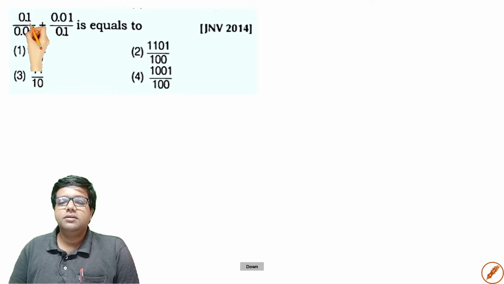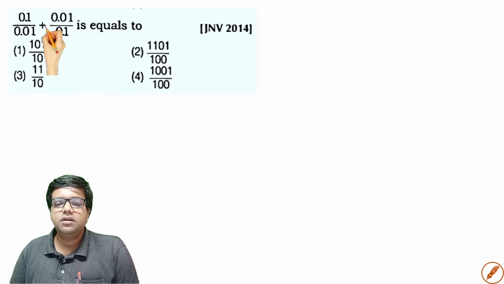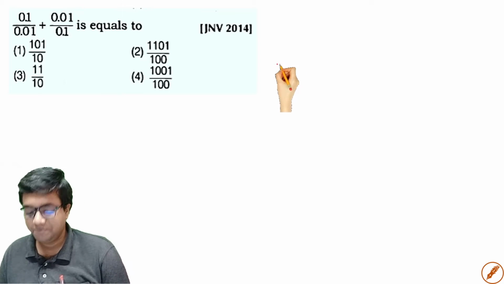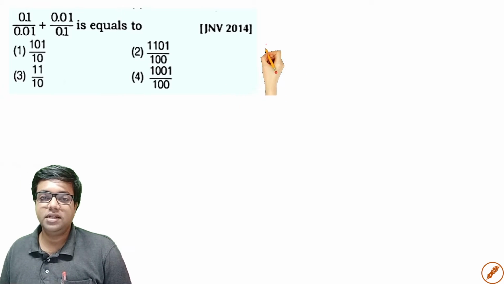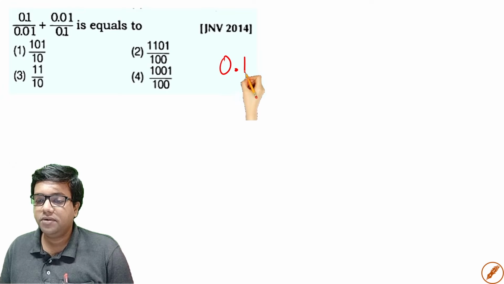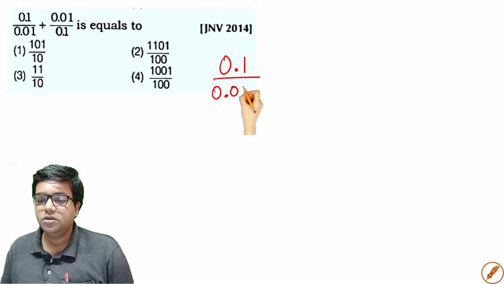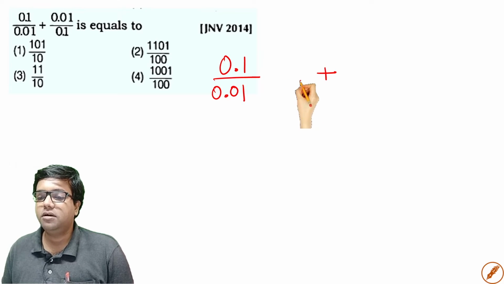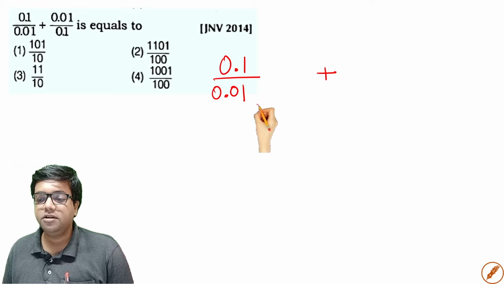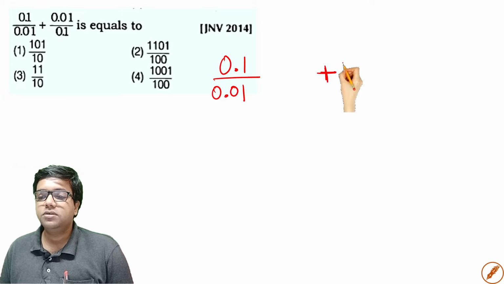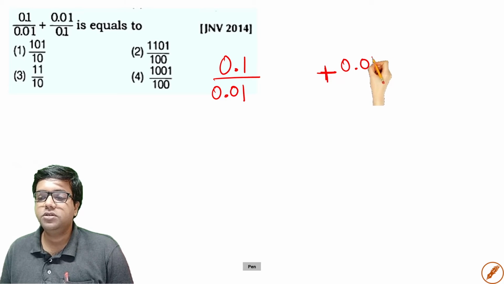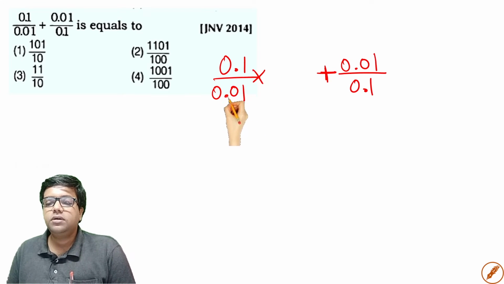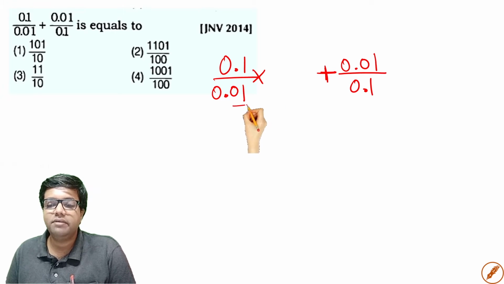All right, 0.1 by 0.01 plus 0.01 by 0.1. This sounds to be very tricky, right? The only way to solve this is by taking out the decimals first. 0.1 by 0.01 plus, observe this, I am leaving plenty of space here before writing plus, 0.01 by 0.1. In order to take away the decimal number here, I will have to add how many zeros? I will have to add 2 zeros.